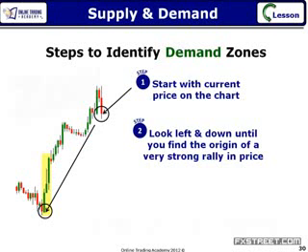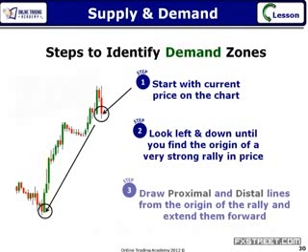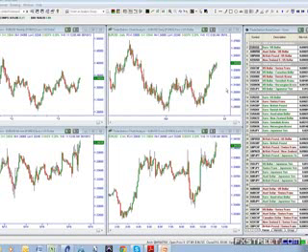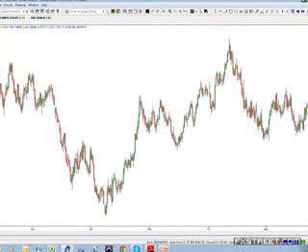So once I found that demand zone, what I will then do is draw out my proximal and distal lines and extend them forward. This is going to give me the area where I will buy or sell should prices return to that area of demand. So going out to a live chart, I've got the euro dollar here, and we can start on any time frame. I'll start with the daily chart.